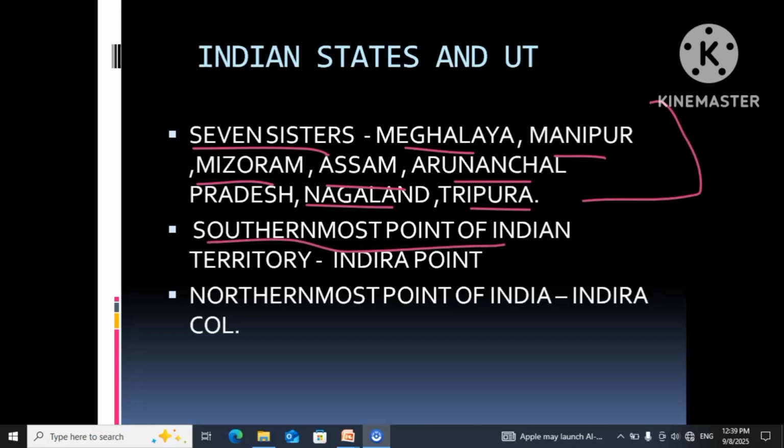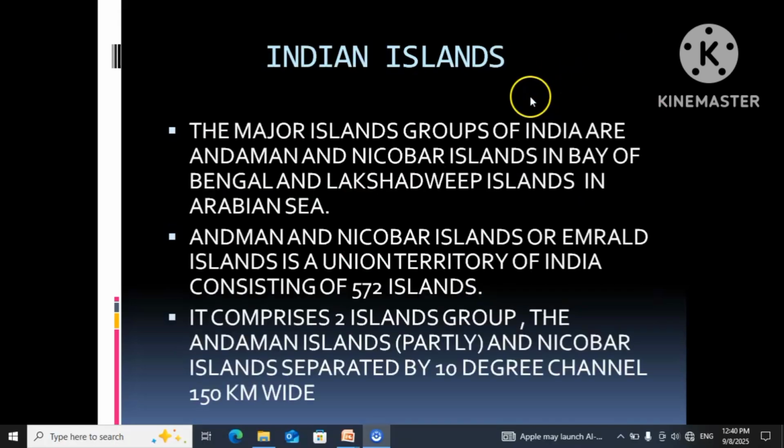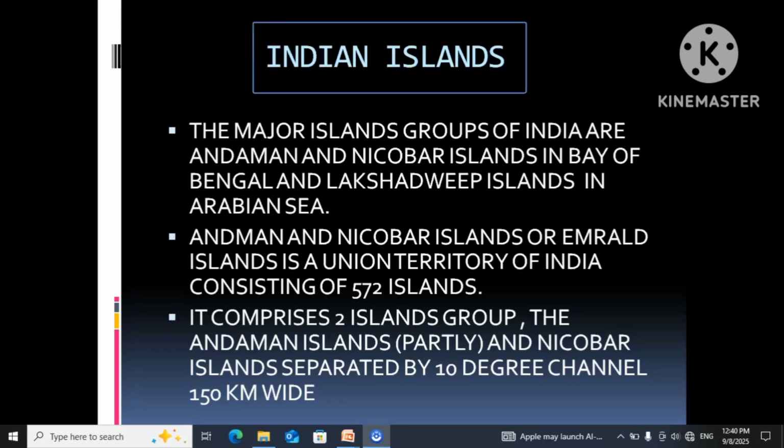The southernmost point of Indian territory is Indira Point. Indira Point is the southernmost point of Indian territory, and the northernmost point of India is Indira Point. Now we will move to our next topic, that is Indian islands.